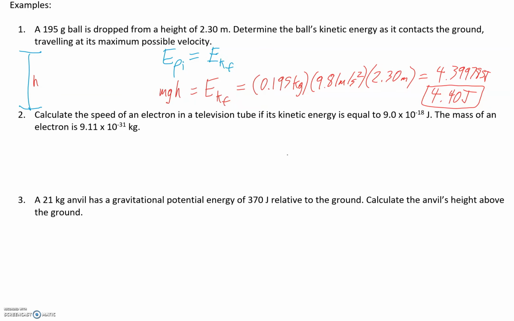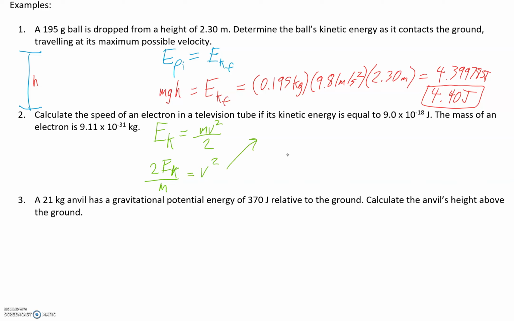All right, let's take a look at the next one. Calculate the speed of an electron in a television tube if its kinetic energy is equal to that, and the mass of the electron is equal to that. So EK equals a half mv squared. We know the mass and we know the kinetic energy. What we're looking for is the velocity. So we're going to rearrange this: 2 times EK over m equals velocity squared.